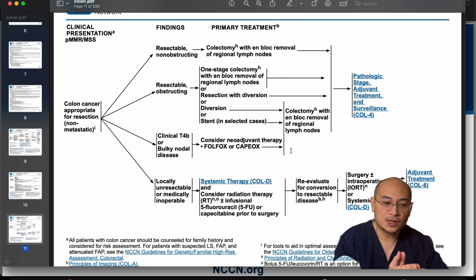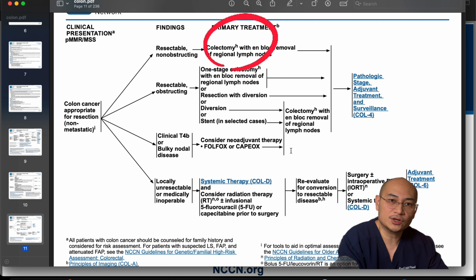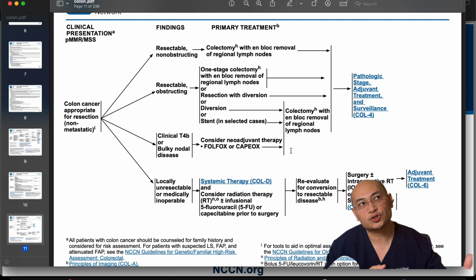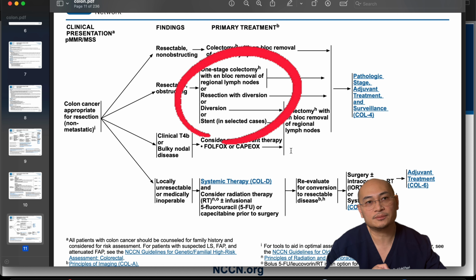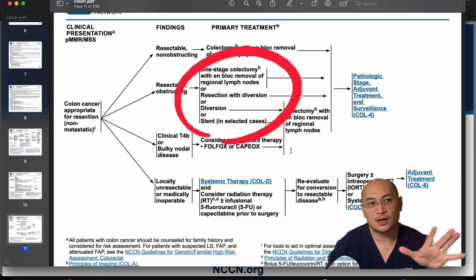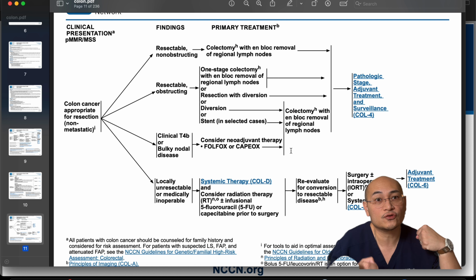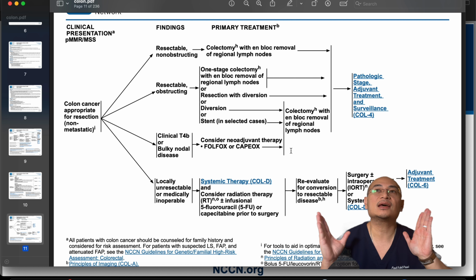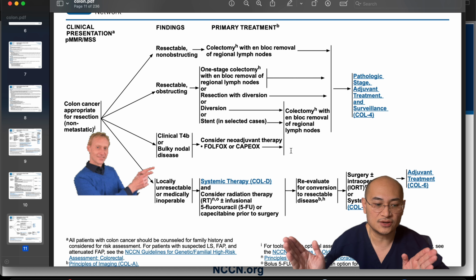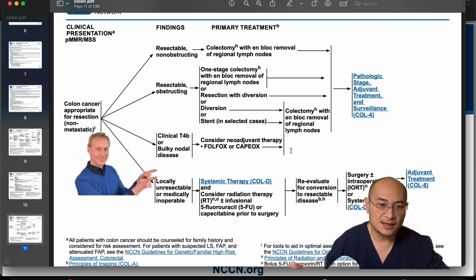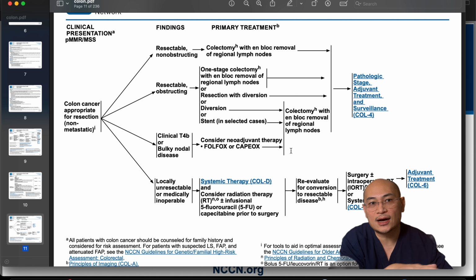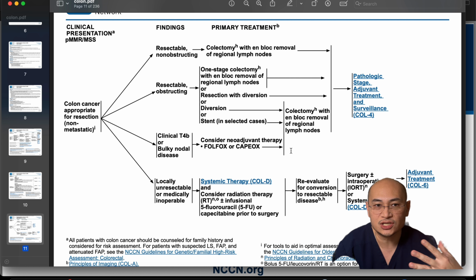So with resectable, this is going to be a resection of part of the colon with en bloc removal of the original lymph nodes. If there is an obstruction, then consideration for diversion after resection may be entertained because of the complication of a leak with reconnection. However, if you have advanced disease, a clinically T4B or bulky nodal disease, then part of the cancer has already gone out of what you're going to resect. And the concern is the increased risk of disease recurrence.